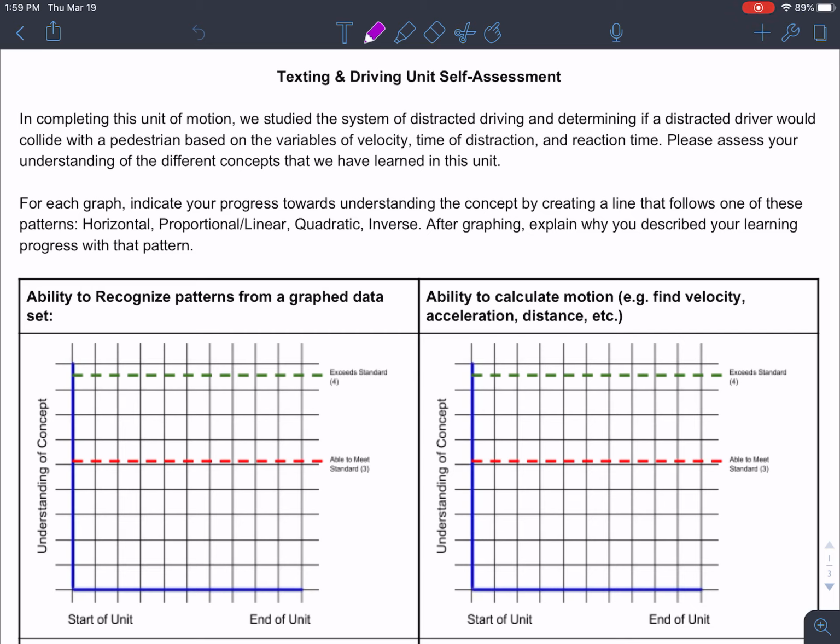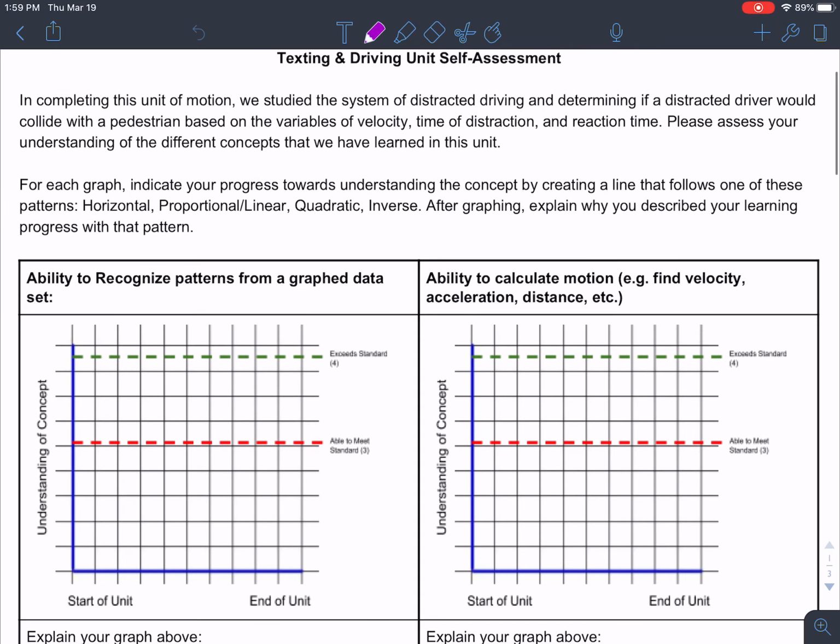We just completed a unit on motion. We were specifically looking at the system of a distracted driver and determining if a distracted driver would collide with a pedestrian based on the variables of velocity, time of distraction, and reaction time. With this, you guys created an app to make those predictions and determine if there was going to be a collision or not.